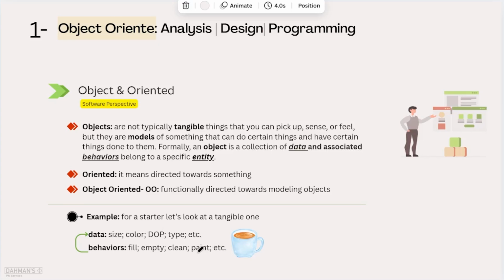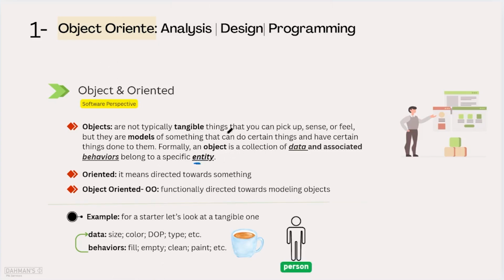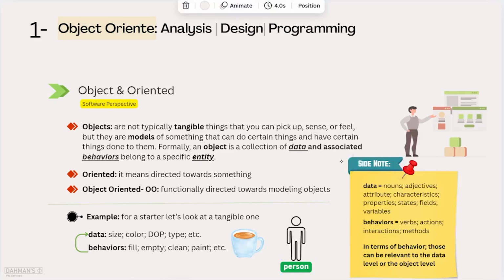So I want you to start to think from that. The language is kind of tricky sometimes to understand, but believe me, if you start to visualize things from that perspective, it means you understand what object-oriented is all about. The last term brought to the first definition of data, behaviors, and entity is the ownership. This cup could belong to a specific entity, maybe belong to one person or more than that.